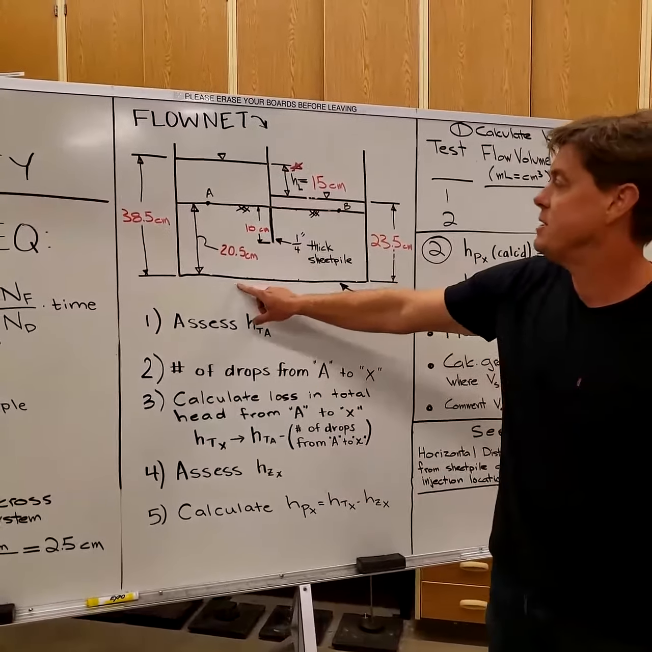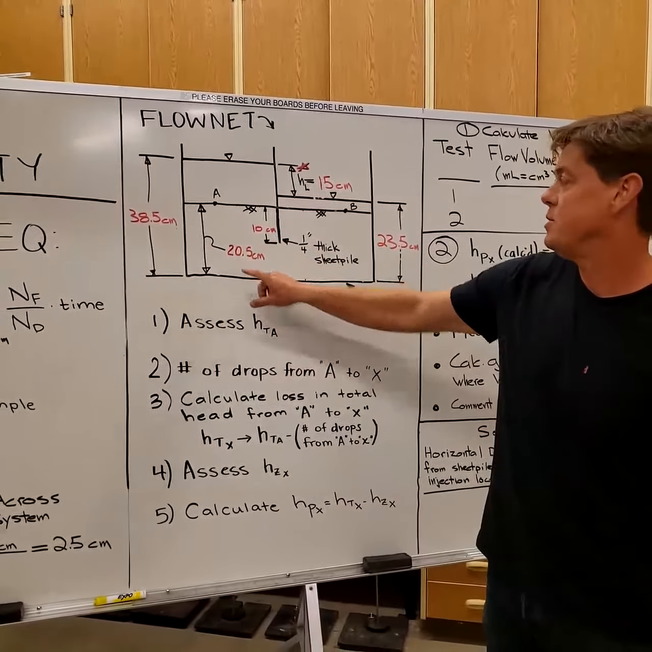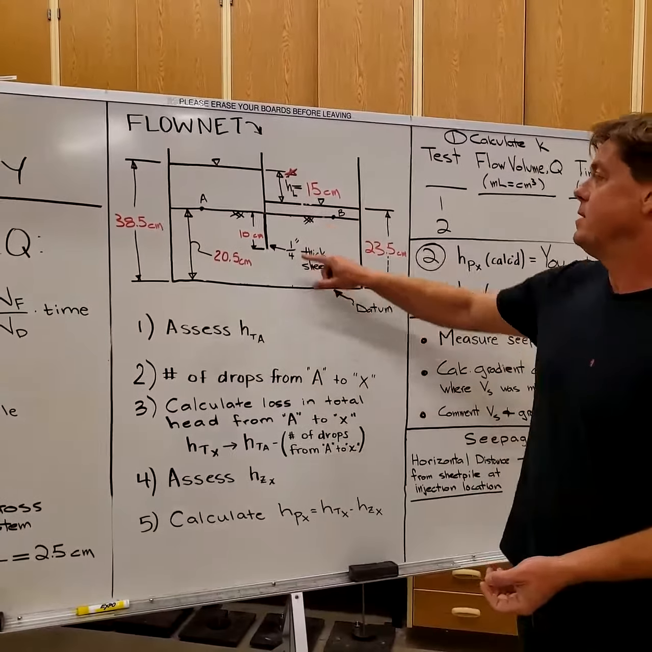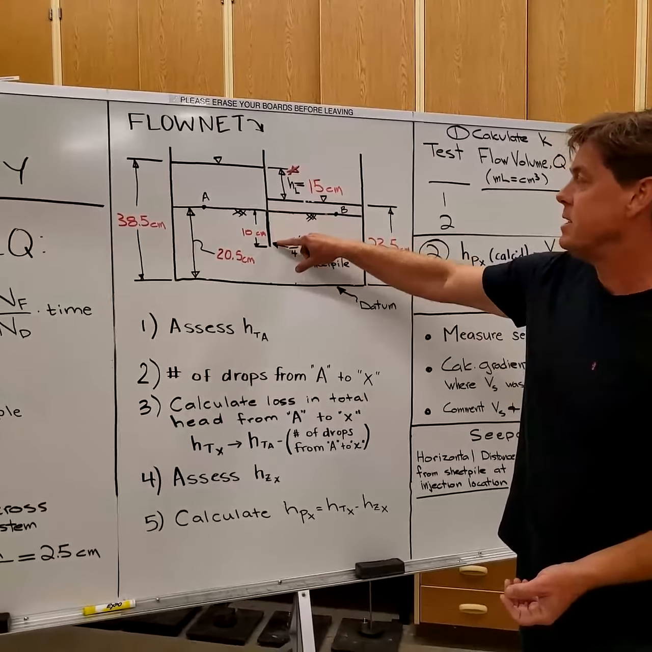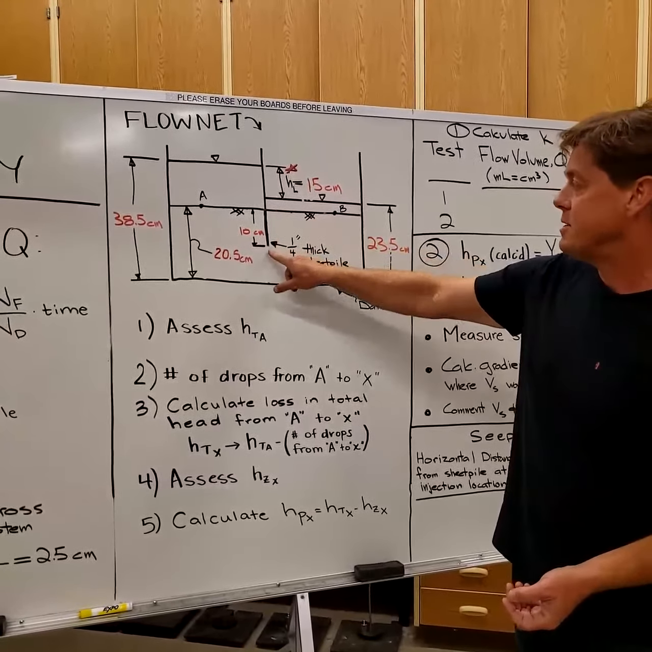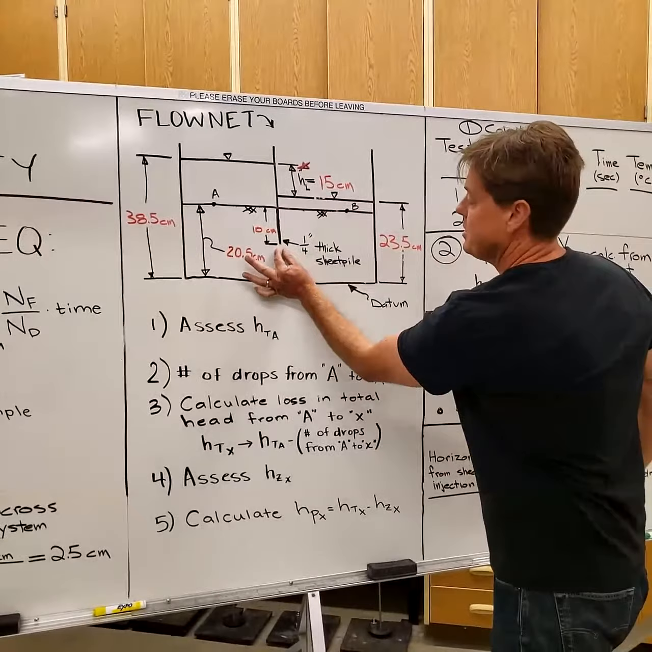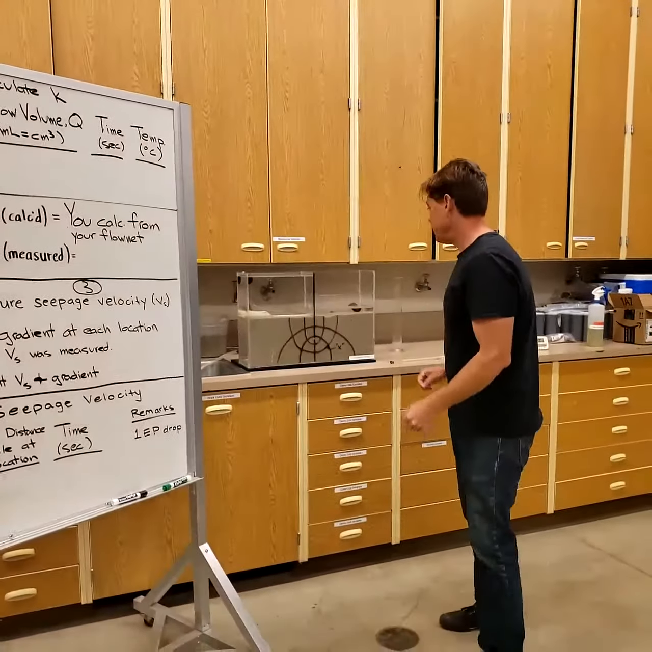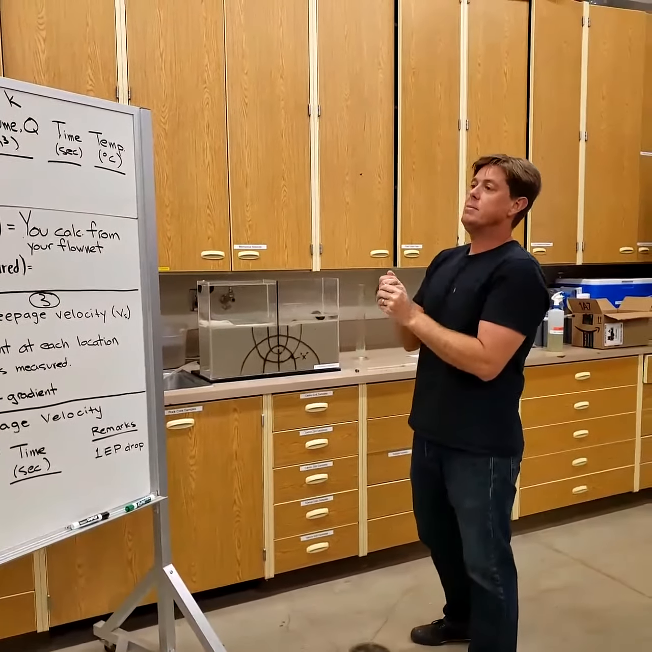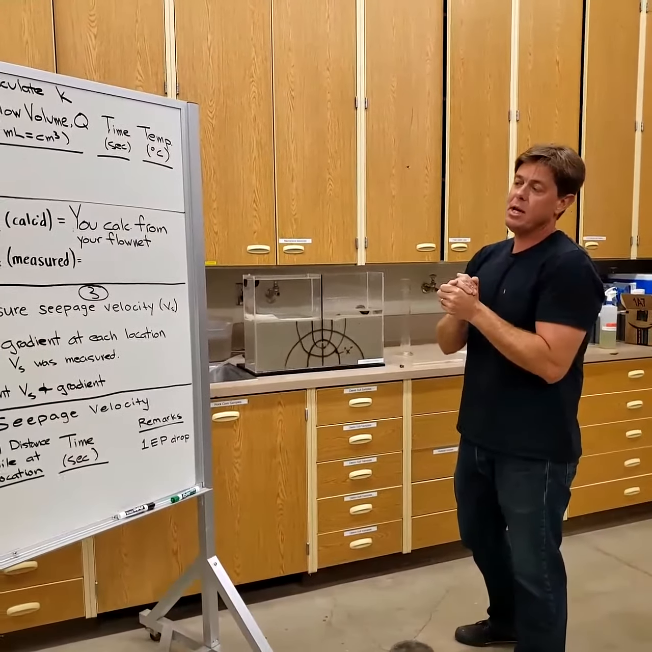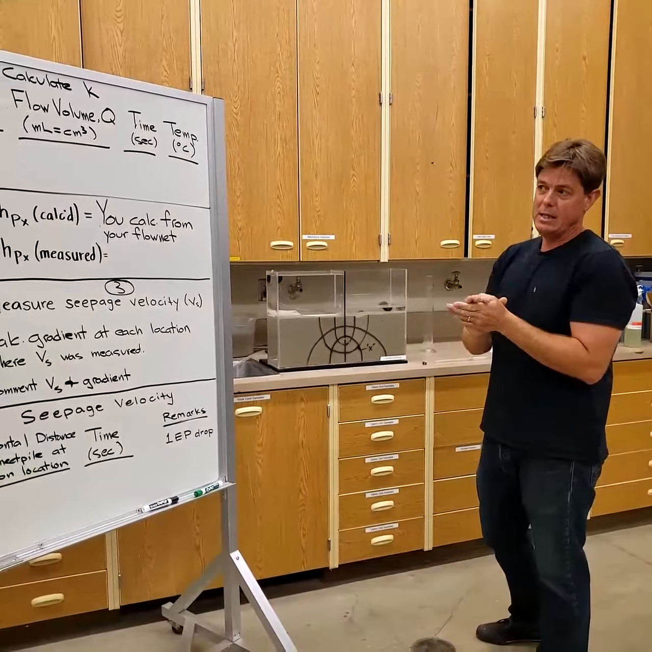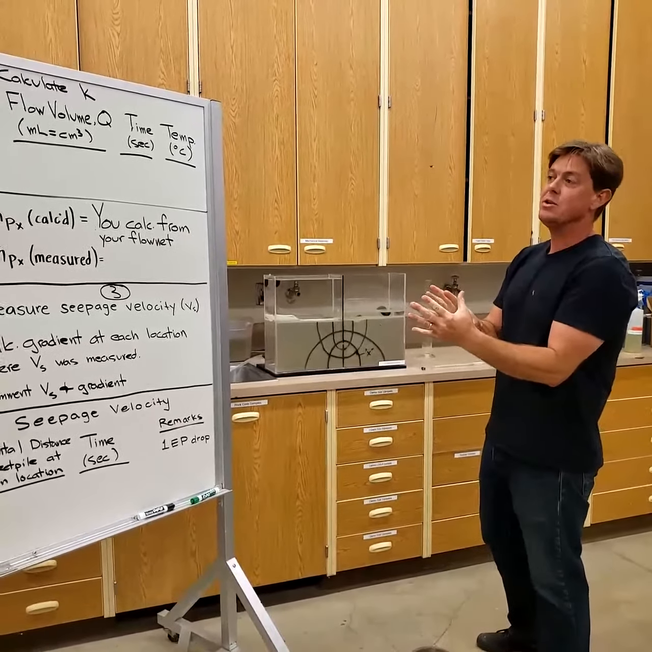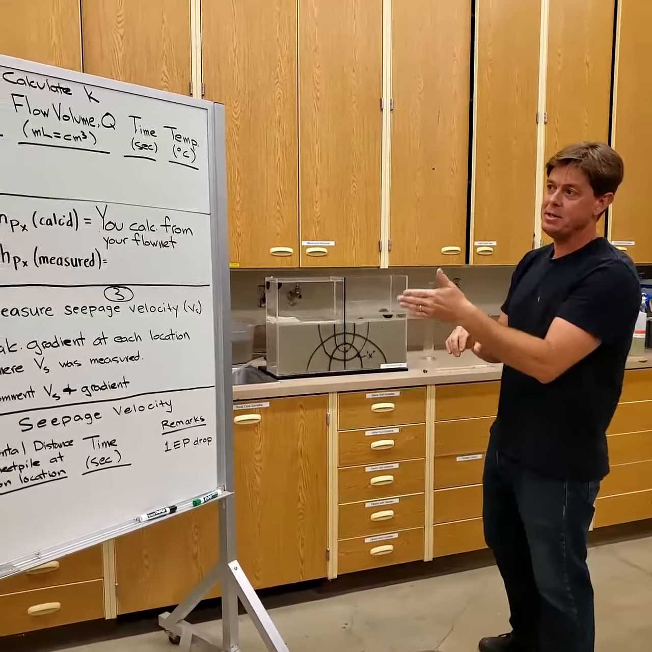The thickness of the sand is 20.5 centimeters. The sheet pile extends 10 centimeters into the sand, and the thickness of the sheet pile, this way, is a quarter of an inch. You need to have that because you're going to calculate the dry unit weight, so you have to calculate the volume that the sand is occupying. You're going to have to account for the sheet pile that's in the sand.